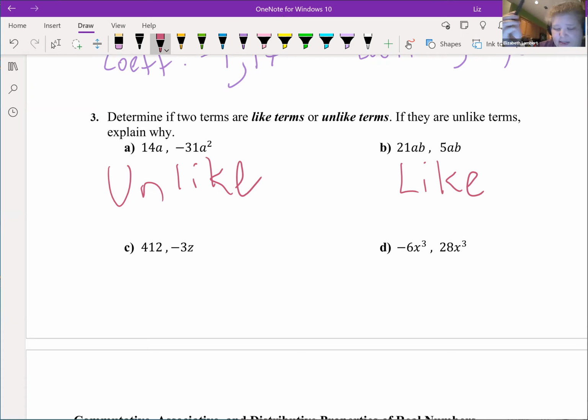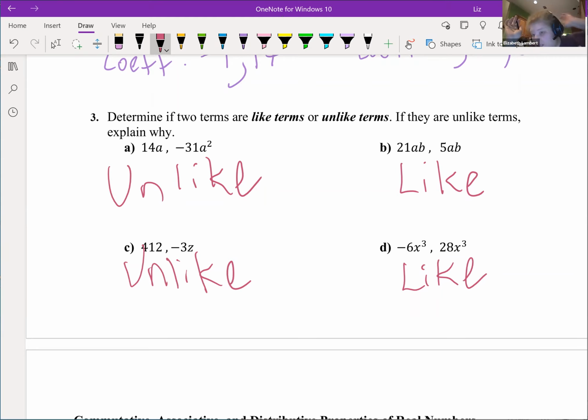412, nice constant term. Negative 3z, not a constant term. Constants and variables are not like terms. I cannot combine those. I may be able to do other things, but I cannot add or subtract them to turn them into one term. All right, D, negative 6x cubes and 28x cubes. So negative 6 thing, 28 same things. Those are like terms.